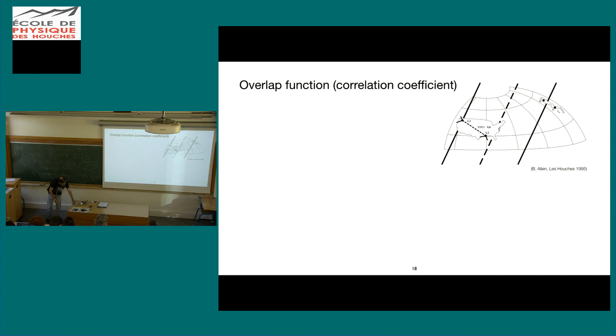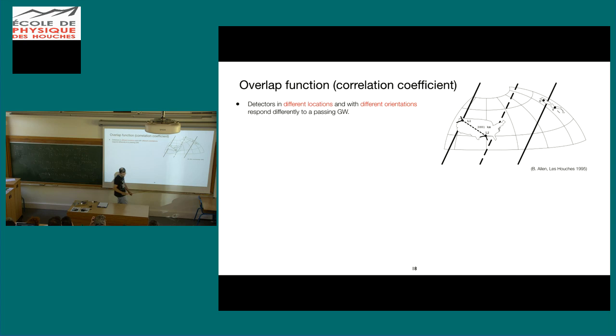But I guess I got too far into the math here. So let's say this a little bit slower. What is this overlap function? This is taken from Bruce's Lezouche article. Let's consider two detectors, the detector in Hanford, Washington, and another detector in Livingston, Louisiana.